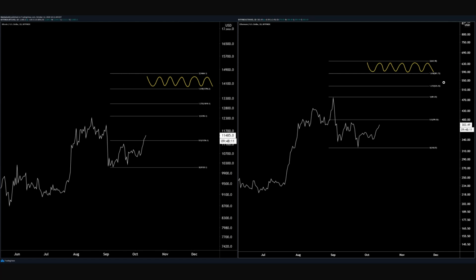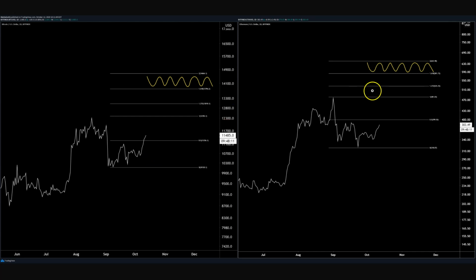Do they sound absurd when you think about it? Yeah, they do. But the fibs don't care what you think about the levels. They don't care that they sound insanely bullish. They don't care that it's 3-4 year highs for ETH, whatever it is in this case. At least 2 year highs. It doesn't care that BTC hasn't really been at 15K ever, for the most part, really on any weekly basis.